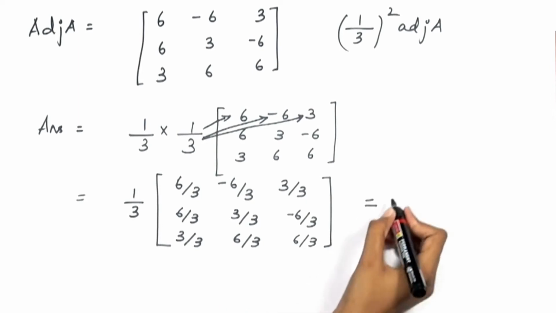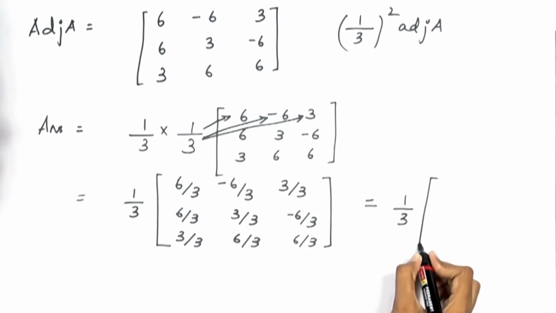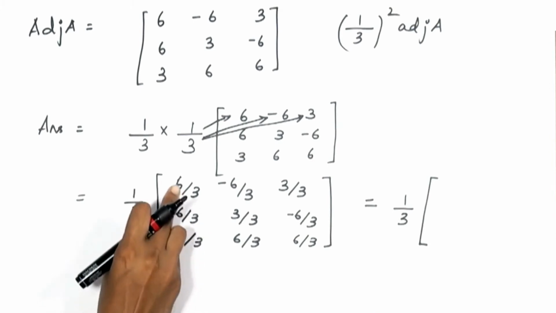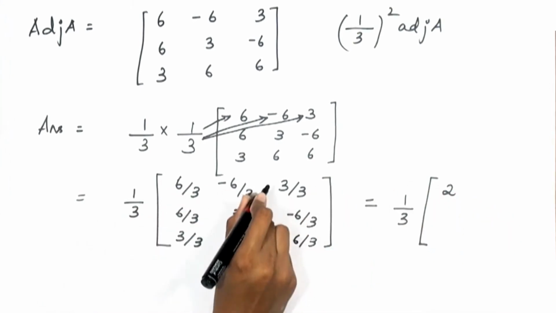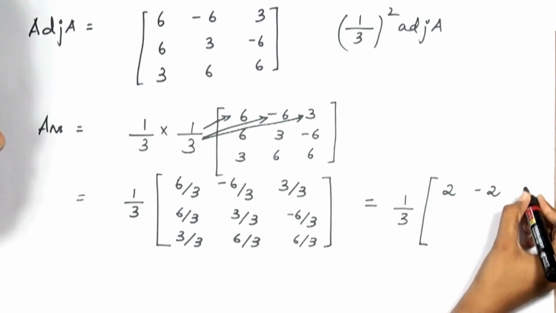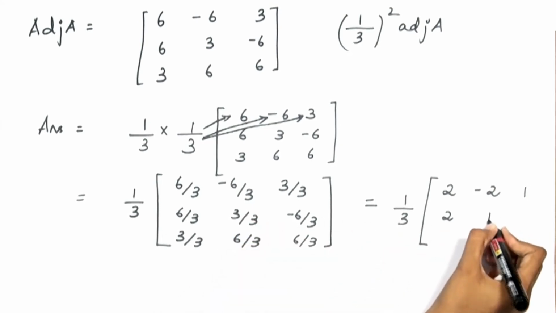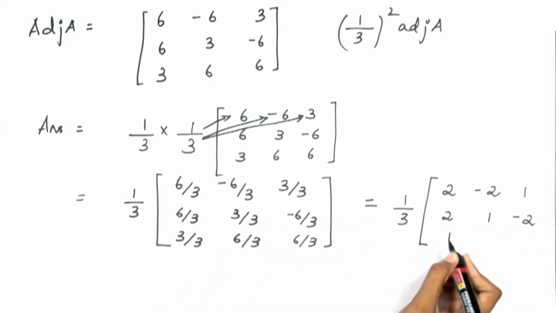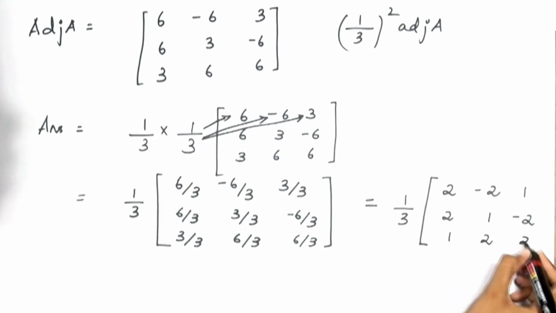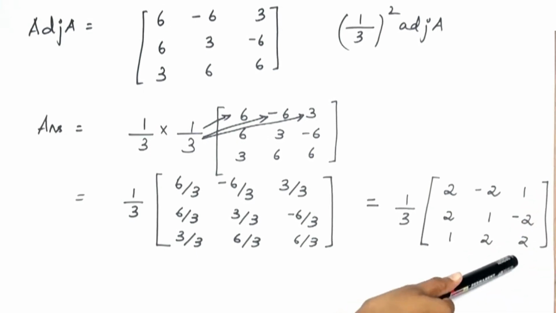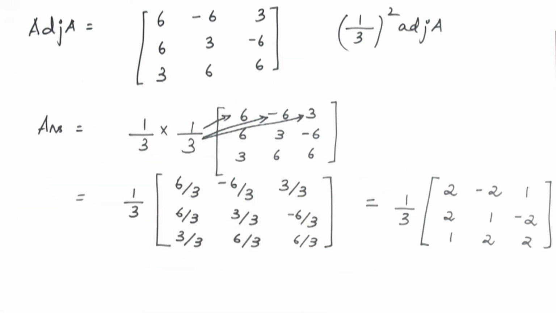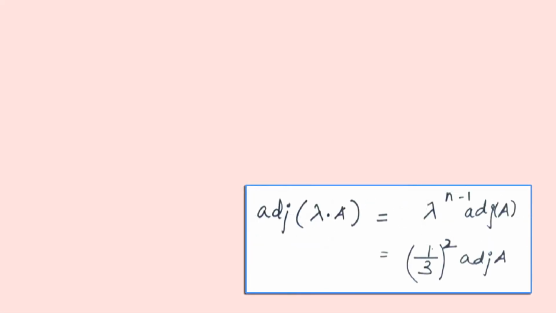On the whole, the answer becomes 1 by 3 into the evaluation of the following elements. 6 by 3 becomes 2, minus 2, 1, 6 by 3 is 2 again, 1, minus 2, 1 again, 2 and 2 again. So this is the final answer of finding the adjoint A. So consider this, students. When you have a constant outside the matrix, you need to follow the special theorem which I have told you already.